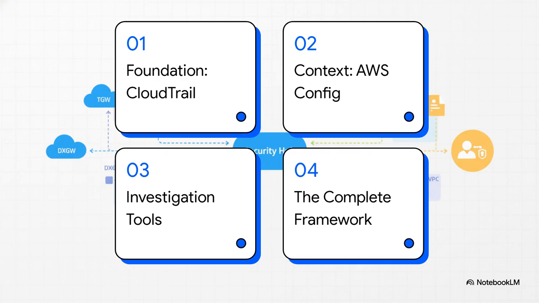So, here's how we're going to build this out, piece by piece. First, we'll lay down the foundation with CloudTrail. Then, we'll add that crucial context with AWS Config. After that, we'll get into the advanced tools you need for a real investigation. And finally, we'll put it all together into one cohesive, enterprise-ready framework.